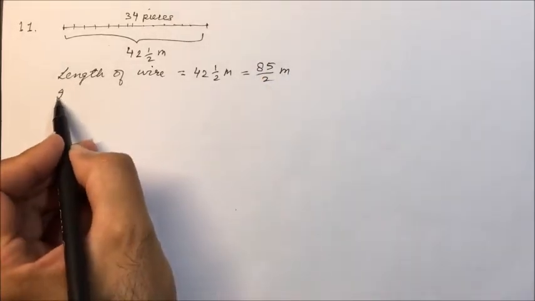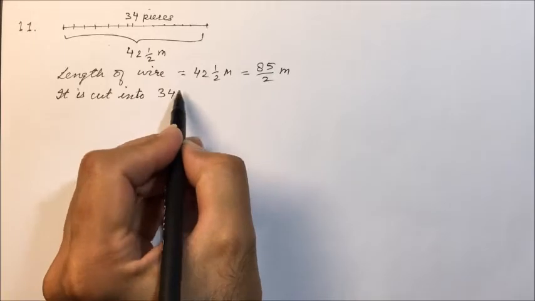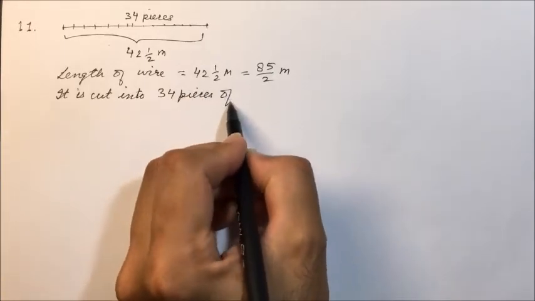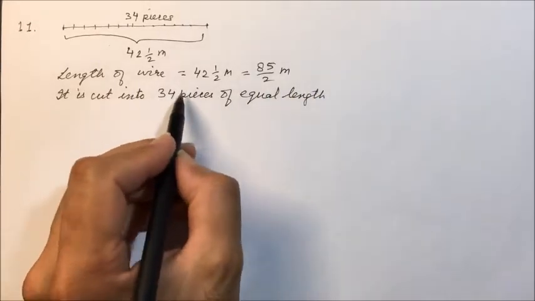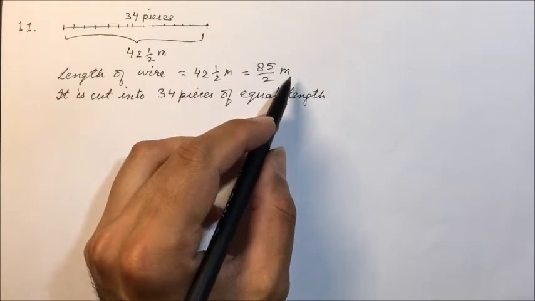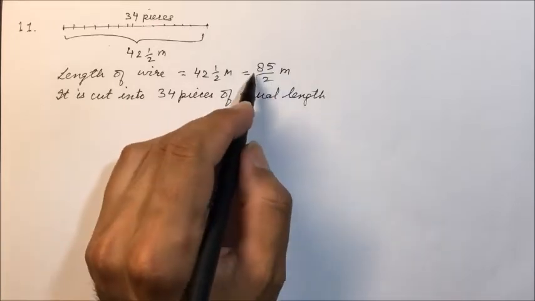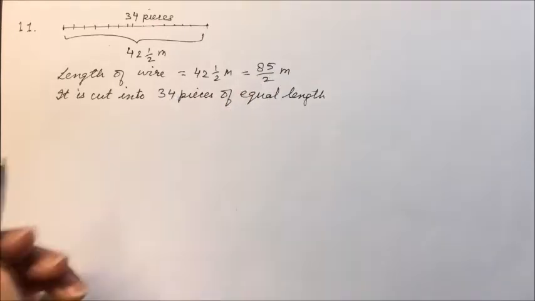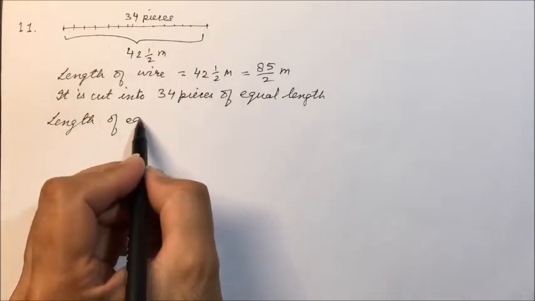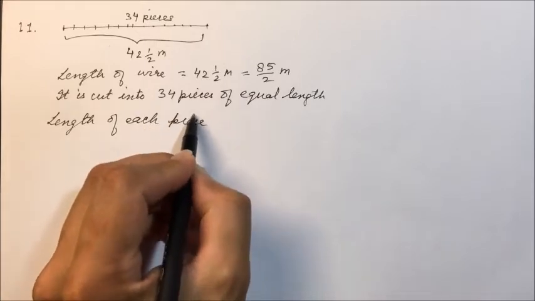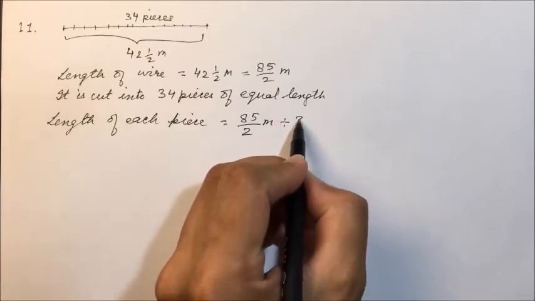Now it is cut into 34 pieces of equal length. So length of 34 pieces will be 85 upon 2 meters. So length of one piece will be 85 upon 2 divided by 34. So length of each piece equal to 85 divided by 2 meters divided by 34.